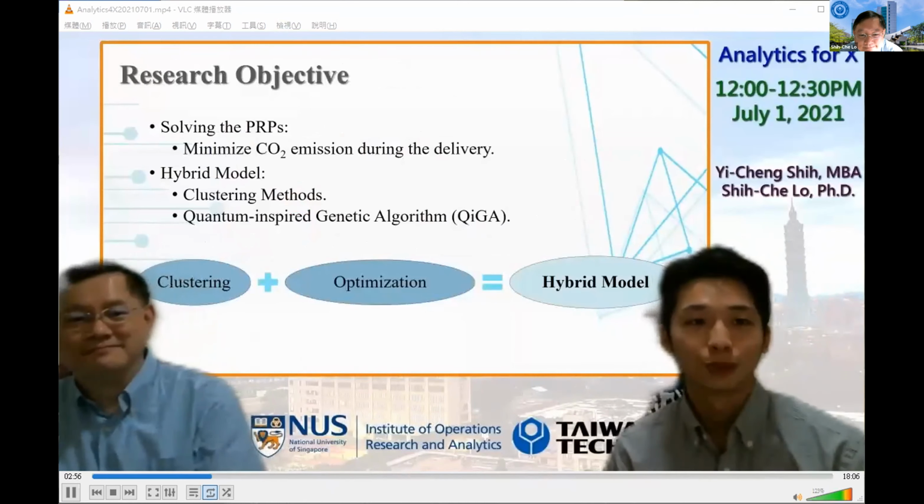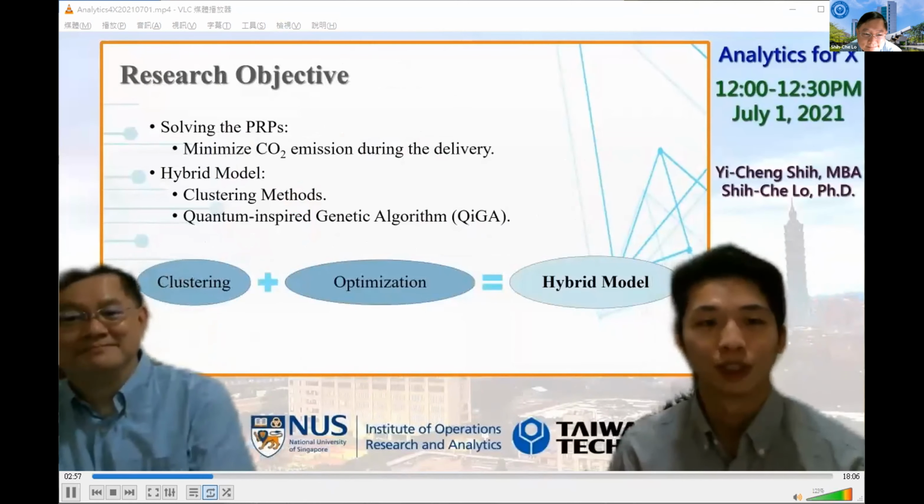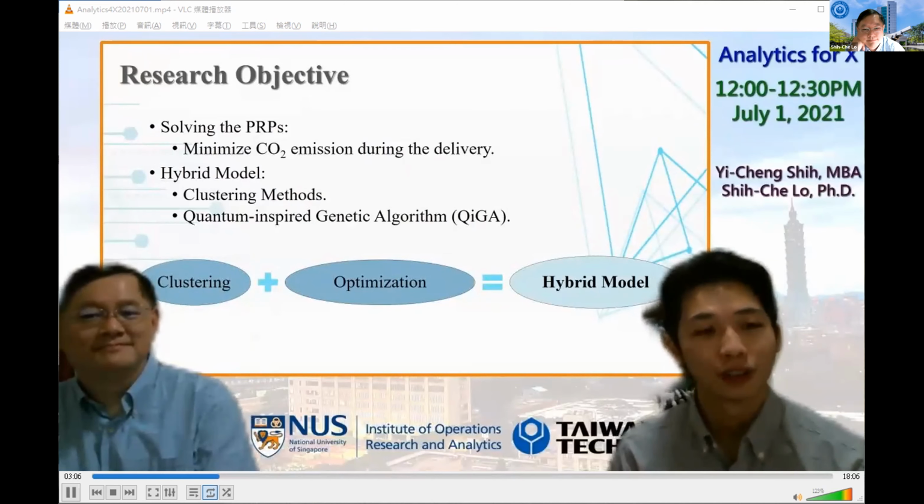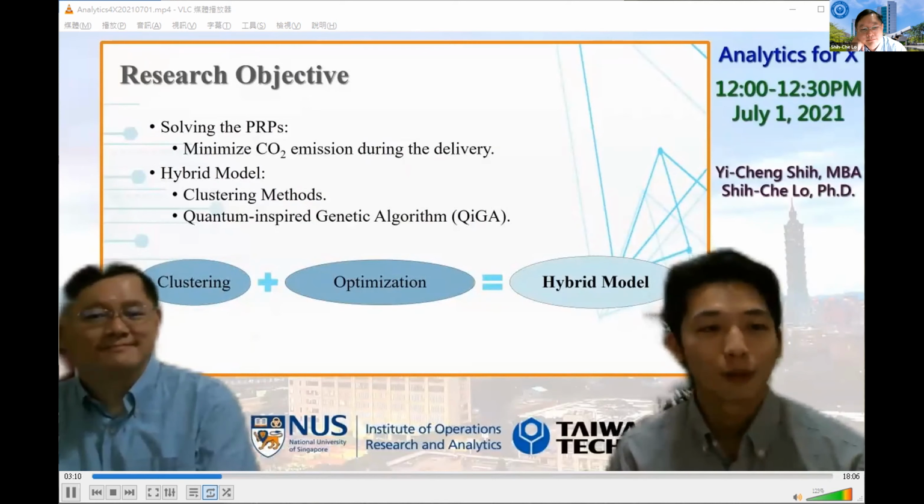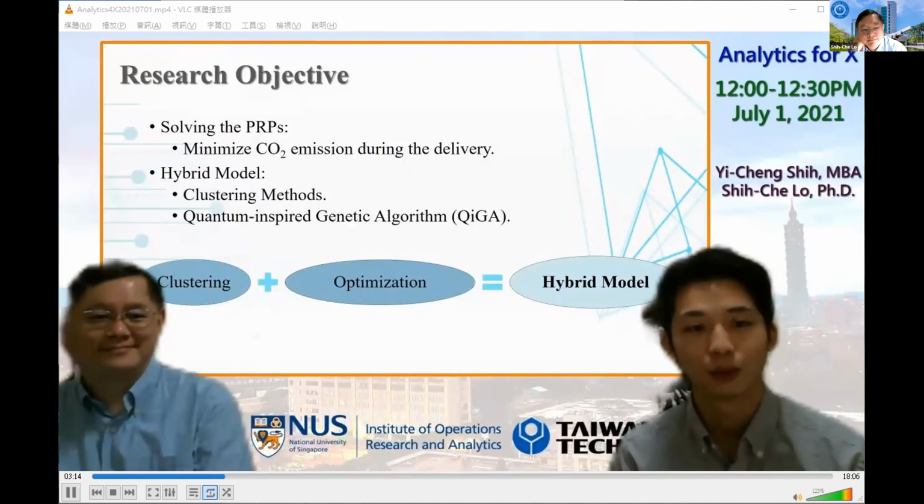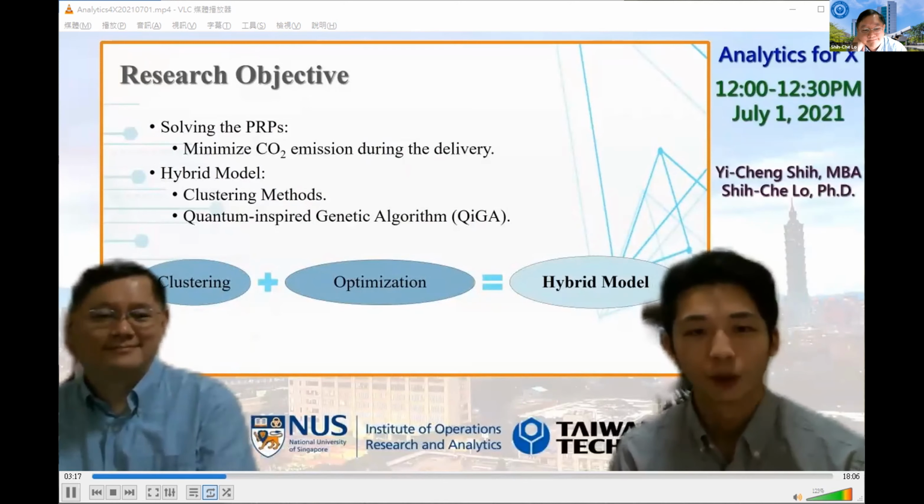So our research objective is to solve the PRPs, which aims to minimize the CO2 emission during the delivery. We also propose a two-phase hybrid model to solve the PRPs. The hybrid model combines a clustering method and a quantum-inspired genetic algorithm, QIGA.